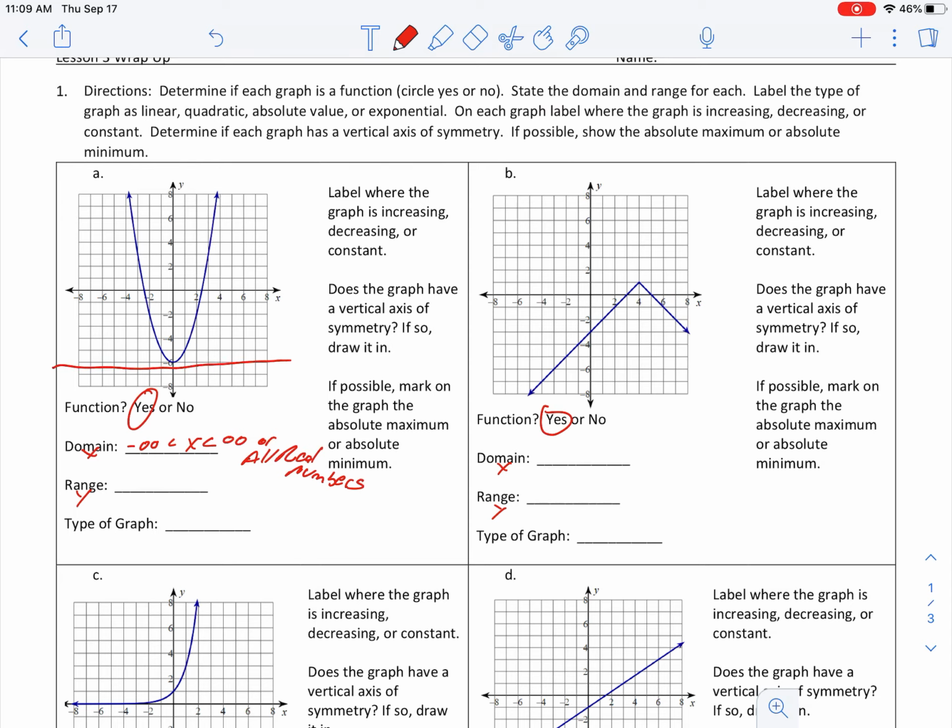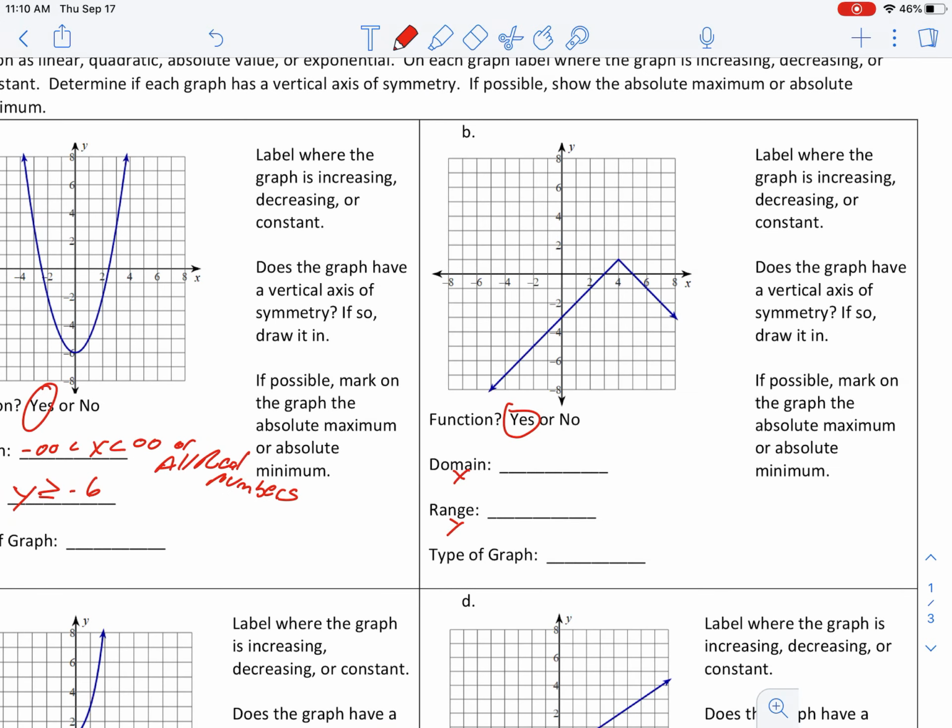For the range, I'm looking at floors and ceilings. So I have a floor here, but I do not have a ceiling. It looks like it, but because I have arrows up there, it punches through there. So I have a floor. I want everything above -6 on the y-axis. So everything above -6 on the y-axis means y is greater than or equal to -6. And I use an equal to because this is solid down here at the minimum. That's why we get it or equal to.